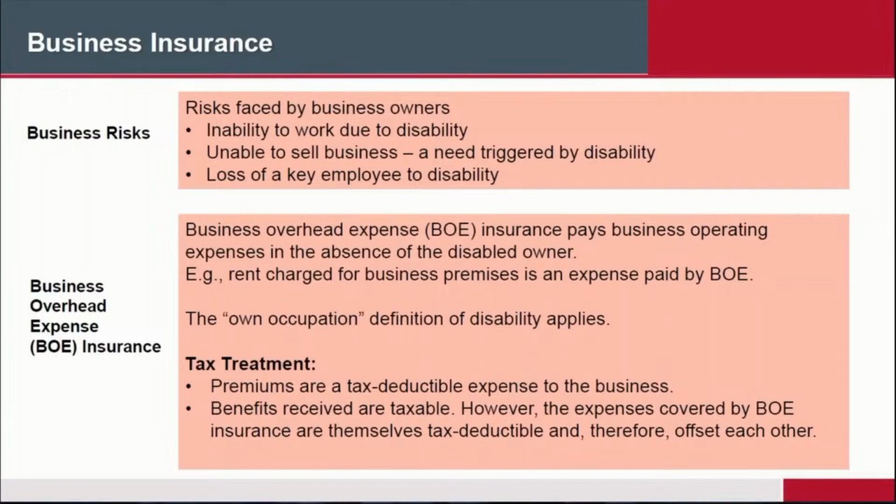So, the tax treatment of BOE is that the premiums are a tax deductible expense. It is a cost of doing business. So the premiums are tax deductible for business expenses, but the benefit received is also taxable. So if I send you a check for $15,000 a month, let's say, you need to report that as income. However, the expenses covered by BOE insurance are themselves tax deductible and therefore offset. In other words, yes, I send you a check for $15,000. Remember, you spent $15,000 as well. In other words, it's a reimbursement contract. So really it's a wash.